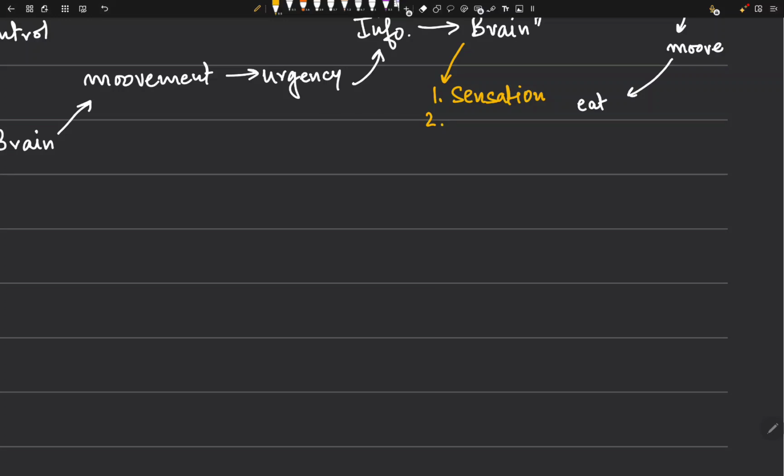The second job is integration. What does this information mean? That's the brain's greatest job. If something touches your hand, should you ignore it? Should you scratch it? Should you run away from that touch, or should you touch it back? Sometimes someone touches you and you want to touch them back. So this is also a good thing to understand. Now, the brain interprets that. So the second thing that the brain does is called integration.